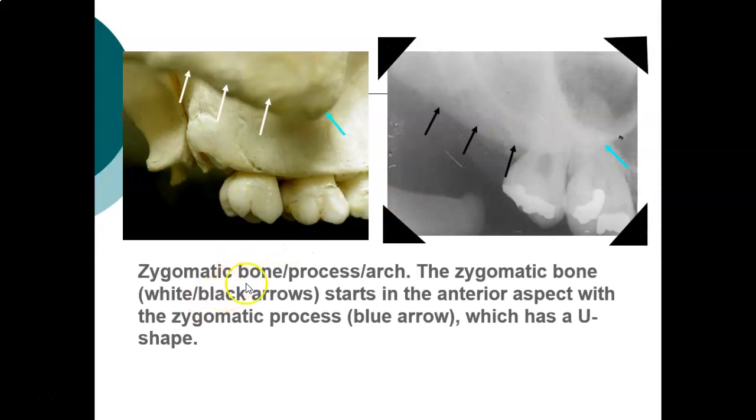Okay, zygomatic bone process or arch. The zygomatic bone is the white arrows. Start in the anterior aspect with the zygomatic process being the blue, as it comes forward and thins out a little bit. That's the blue, which has the U shape. So here you can see the U shape. Here's the thicker, more solid part of the zygomatic bone or arch, and then it thins as it comes more anterior.